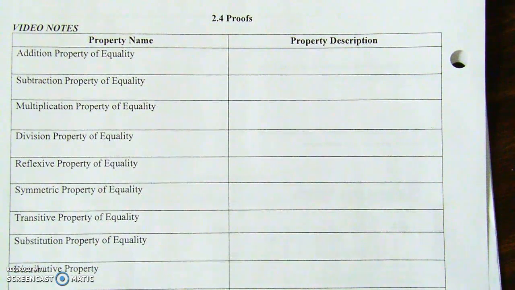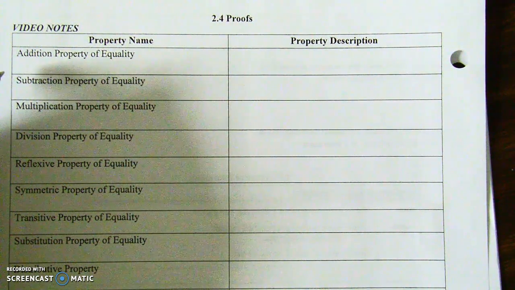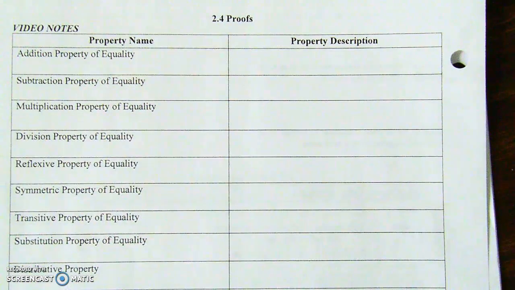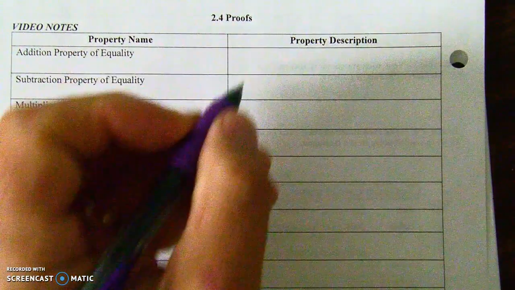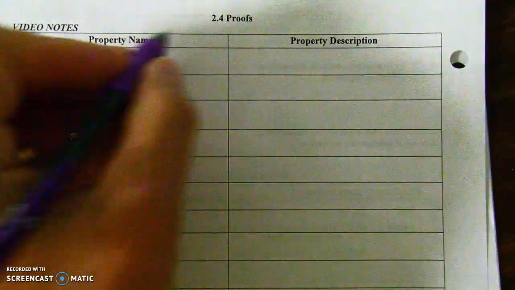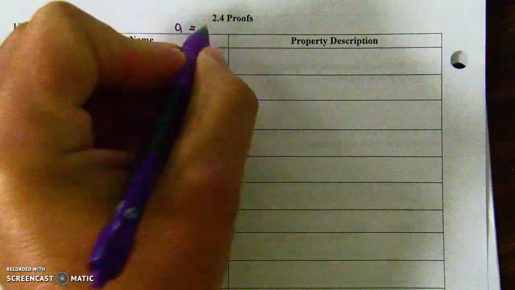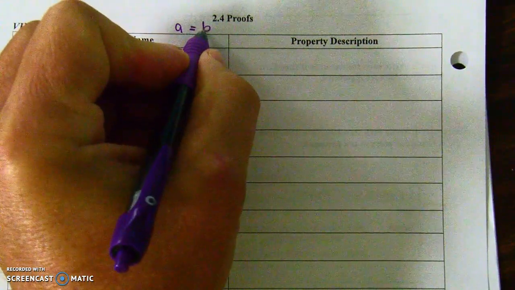So first one, and you guys have had this and talked about it, but I don't know if you remember it as much, the addition property of equality. Basically what it means is, let's just go up here general, let's go A equals B, just so to say, okay?